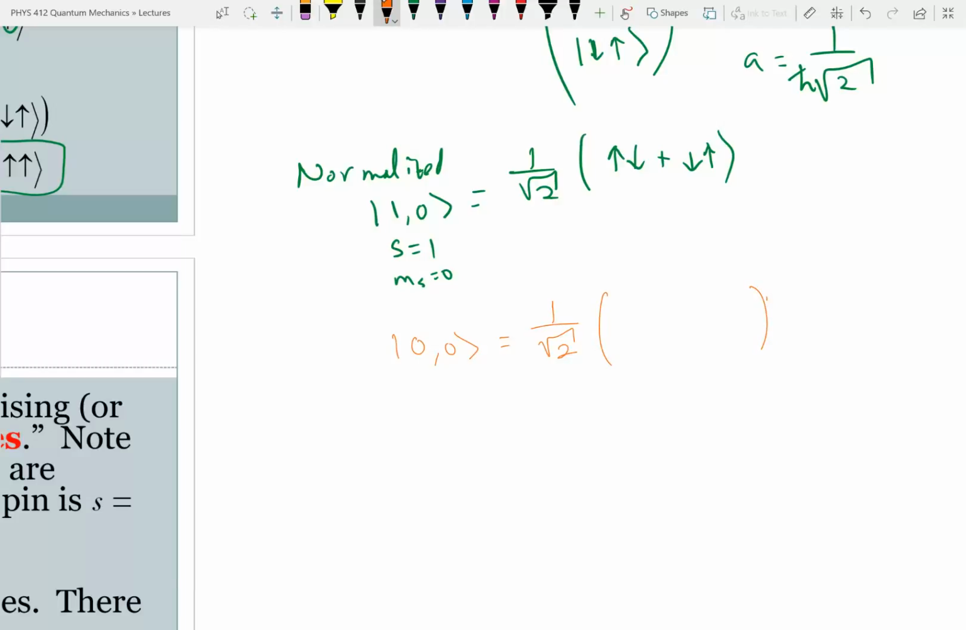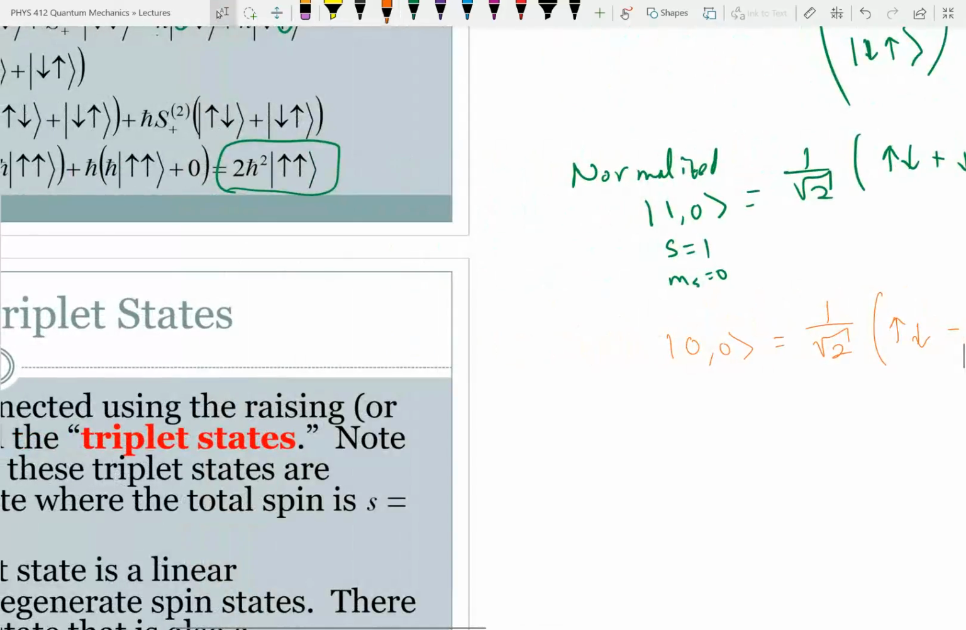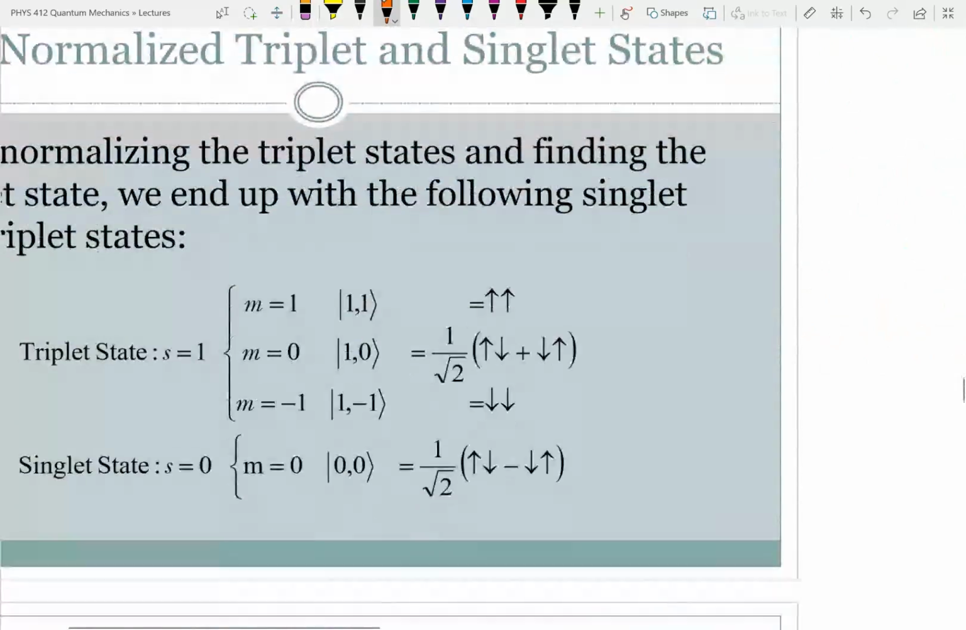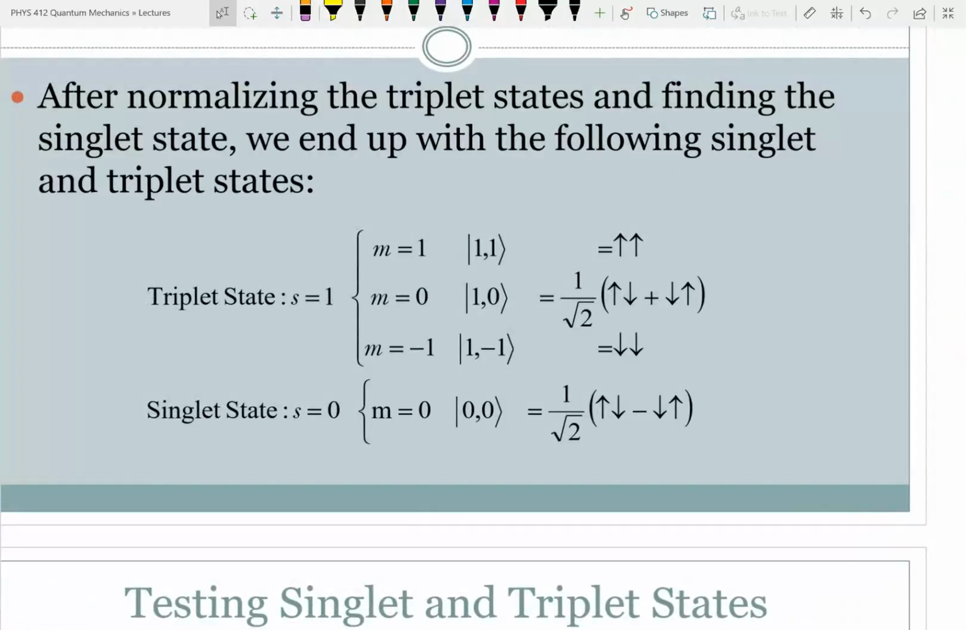How do you make it orthogonal? You switch up the signs. Right, so that way if you do bra 1, 0, ket 0, 1, you're going to have 1/2 times 1 minus 1 because of the change in sign. So that's the singlet state. So here's the summary of the triplet states and the singlet state.